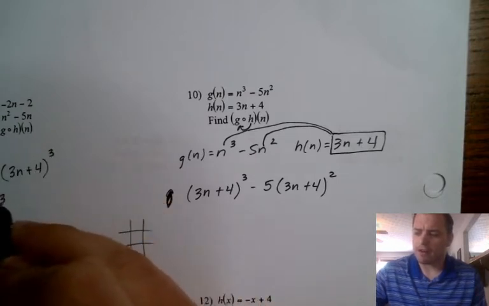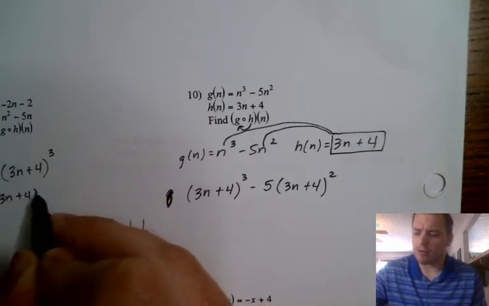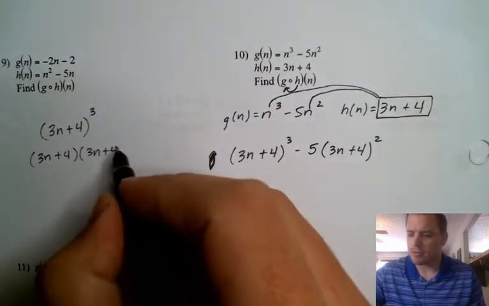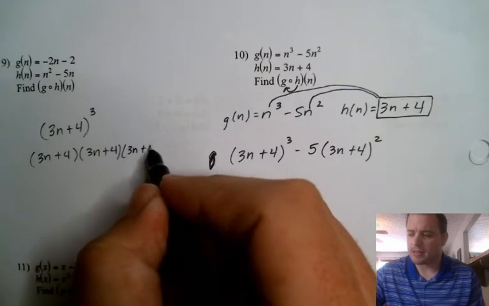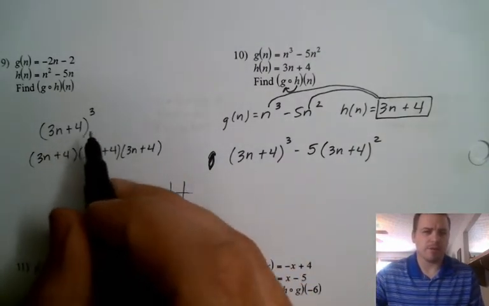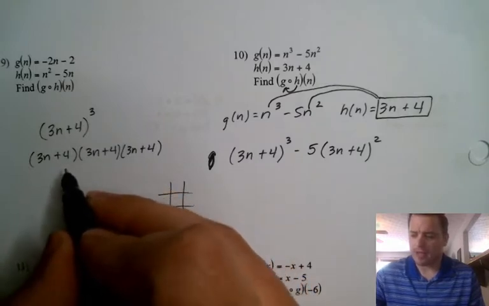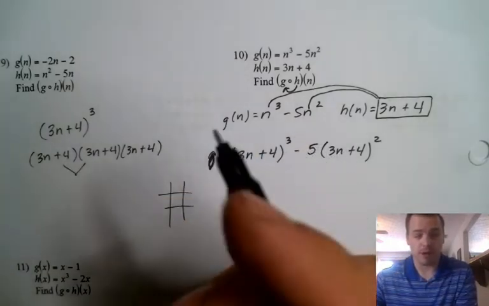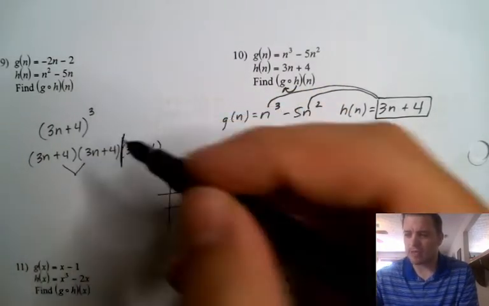Well, that first is going to look like this: 3n plus 4 times 3n plus 4 times 3n plus 4. You all may need an extra piece of paper for all this. So that's what 3n plus 4 cubed looks like. The first thing I'm going to do is these two. I'm going to FOIL it, and then I'll come back to this one here in just a second.